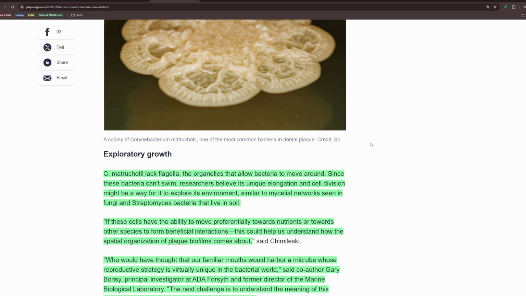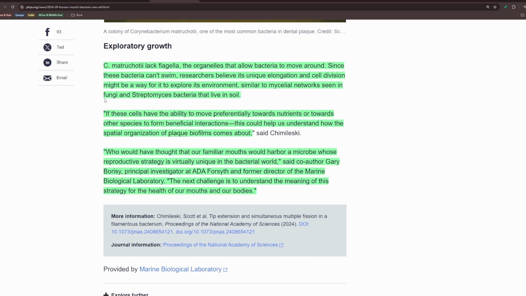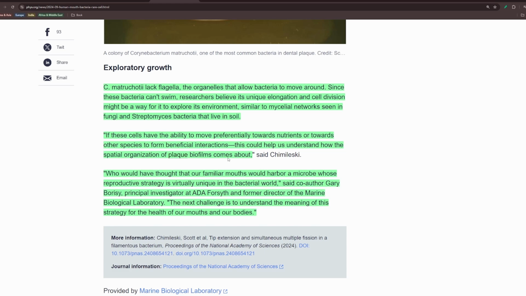C. matruchotii lack flagella, the organelles that allow bacteria to move around. That's fascinating. Since these bacteria can't swim, researchers believe its unique elongation and cell division might be a way for it to explore its environment, similar to mycelial networks seen in fungi and streptomyces bacteria that live in soil. This really does sound like a fungus. This sounds like it's a bacteria with fungus behavior, which is pretty trippy. I don't know if we've ever found that before. I need to look into that.